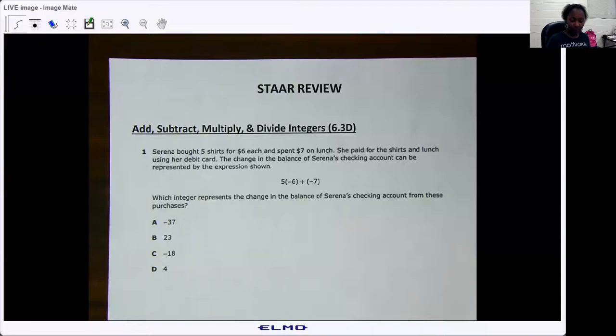All right, guys, we're going to be talking about adding, subtracting, multiplying, and dividing integers today. So let's take a look at our STAAR questions that we're going to review for today.